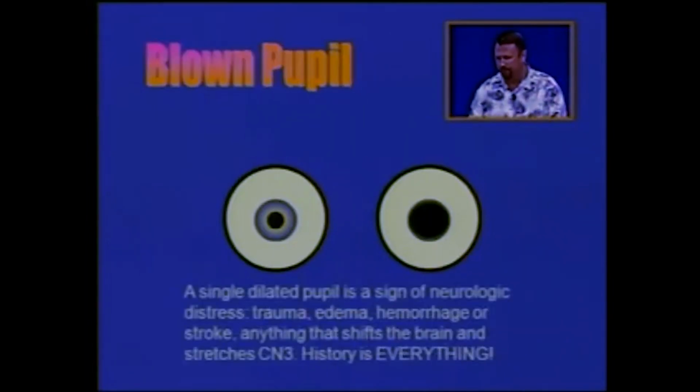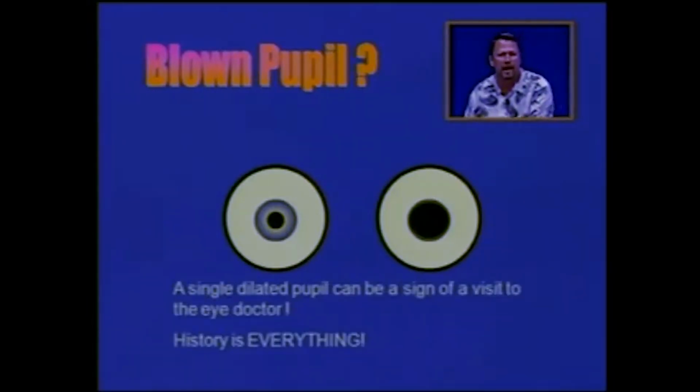I wonder why. A blown pupil, that's what we used to call it. A blown pupil is a single dilated pupil, and it can be a sign of neurologic distress, trauma, swelling of the brain, bleeding around the brain, stroke, anything that's either going to shift the brain and stretch the third cranial nerve can result in a blown pupil. But history is everything because maybe they just went to the eye doctor today and got their pupil dilated for an exam. So history is everything in these types of exams, all exams.